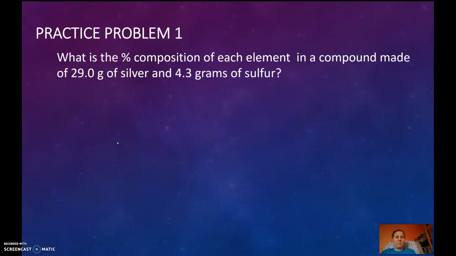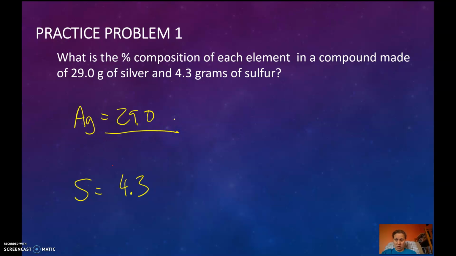Okay, so there's no formula, so each of those is the part. So silver, I'm just going to do Ag equals 29.0. There's the top. Sulfur is 4.3. So the bottom number is 33.3. It's going to be the same bottom number for both, times 100.